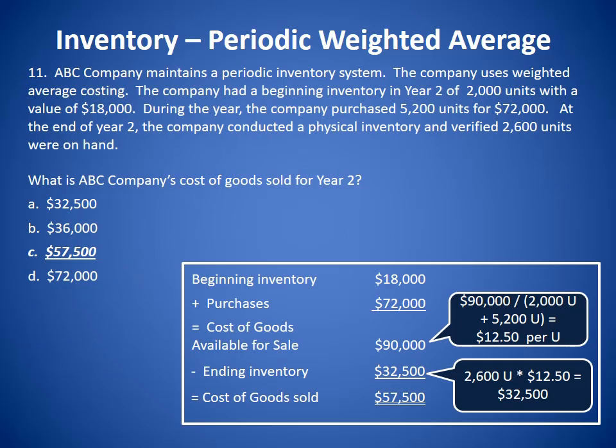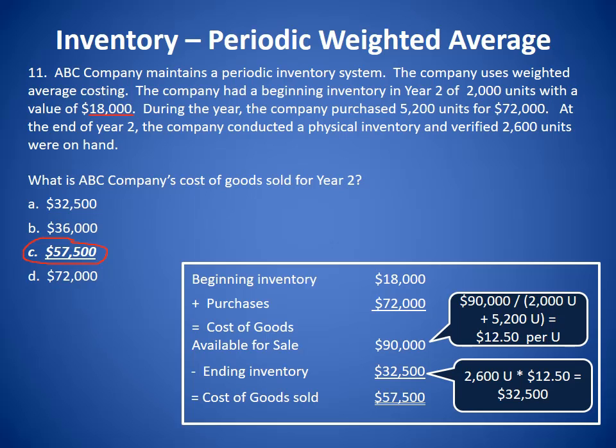Okay, the answer to the question, what is ABC Company's cost of goods sold for year number 2? And the answer in this case is C, $57,000. Now let's take a look at how we calculated that.